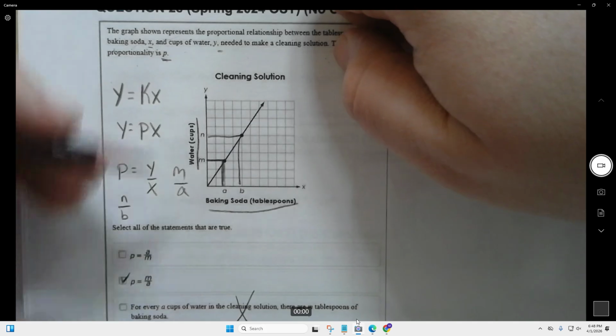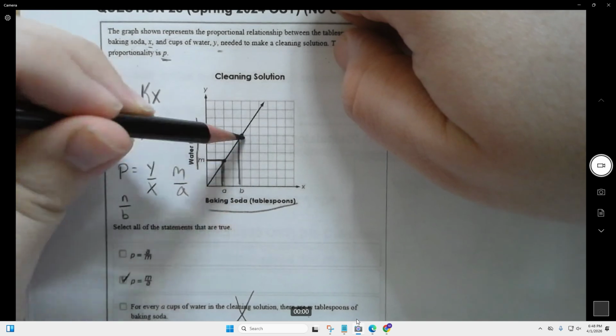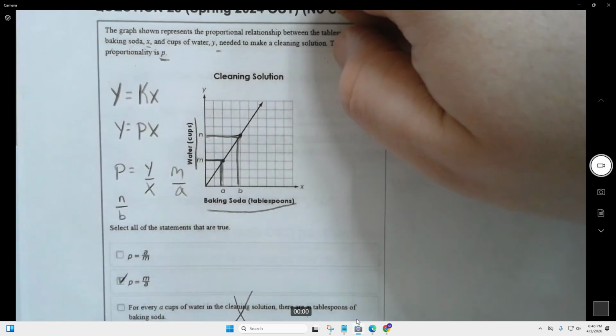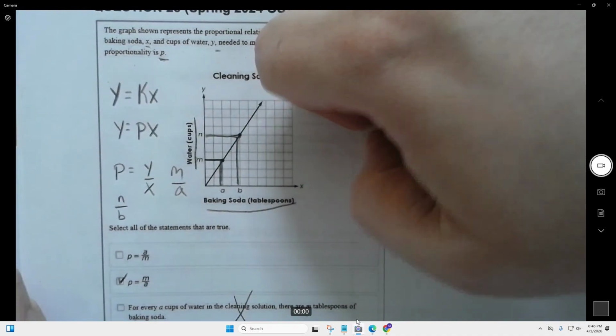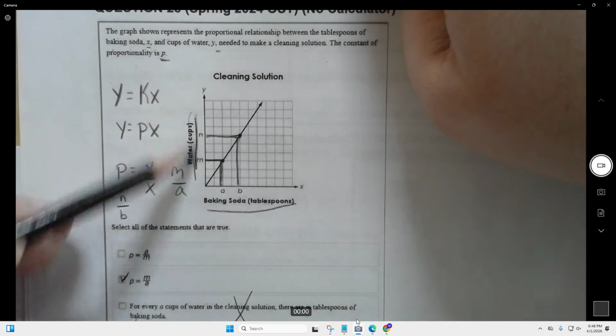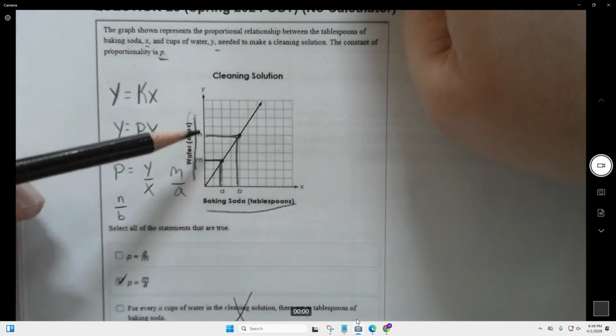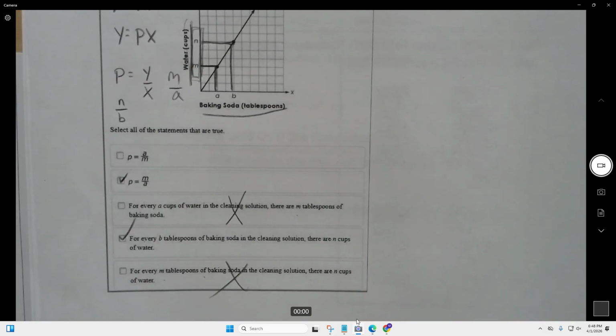For every B tablespoons of baking soda, there are N cups of water. This is correct. N is paired with B. B is baking soda, and N is water. For every M tablespoons of baking soda, we already know this is wrong because M represents water. There are N cups of water. M and N aren't even paired together, so this is wrong.